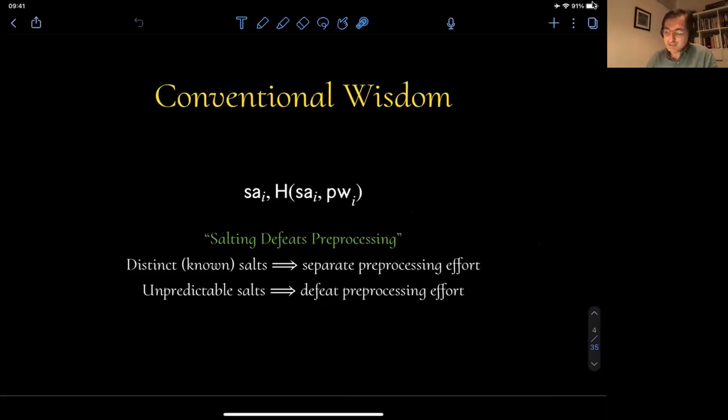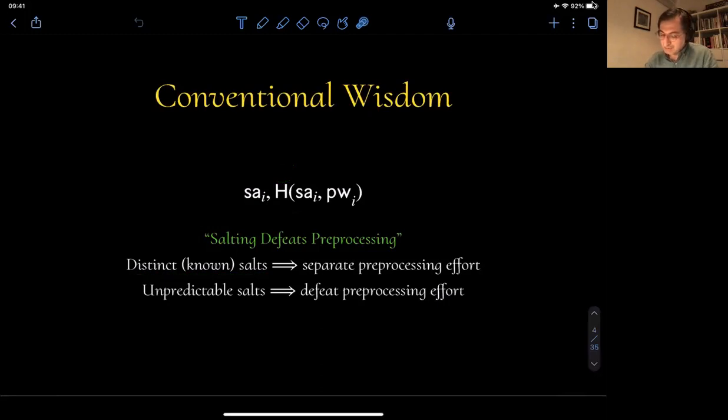The conventional wisdom here is that instead of hashes of passwords, we are going to store salted hashes of passwords. That is, we have some public randomness as salt, and we hash this salt together with the password and store this in our database. The general idea is that this salting will defeat pre-processing, because if you have distinct salts, the distinct salts will result in a domain separation of this hash function, which means that basically a separate effort will be needed for cracking each password.